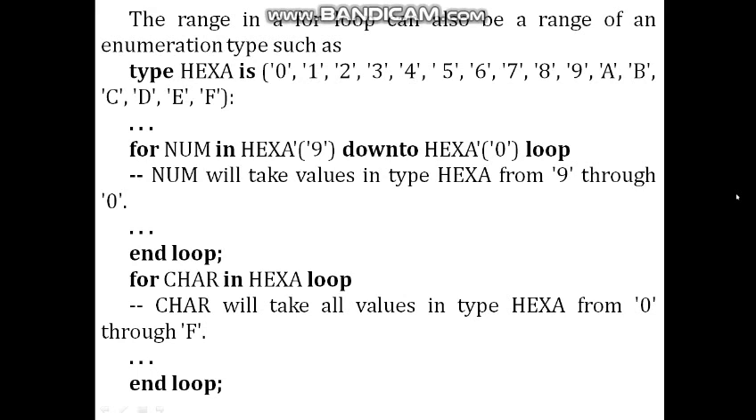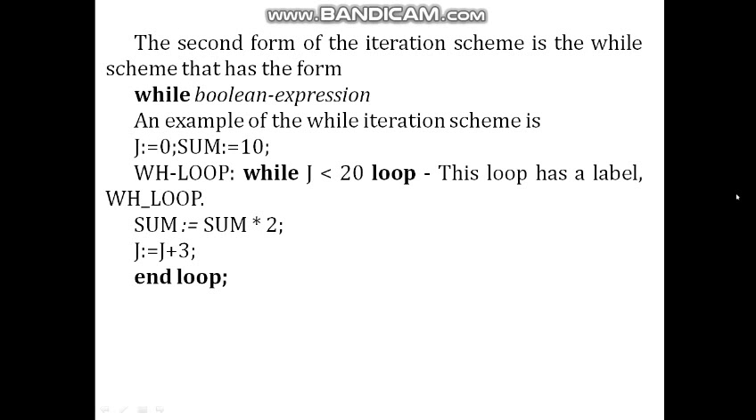The range for the loop can also be a range of an enumeration type, such as type hexa. Hexa belongs to 0, 1, 2, 3, 4, 5, 6, 7, 8, 9, A, B, C, D, E, F. For number in hexa 9 down to 0 loop, number will take values in the type hexa from 9 through 0; end loop. For character in hexa loop, character will take all values in the type hexa from 0 to F; end loop.